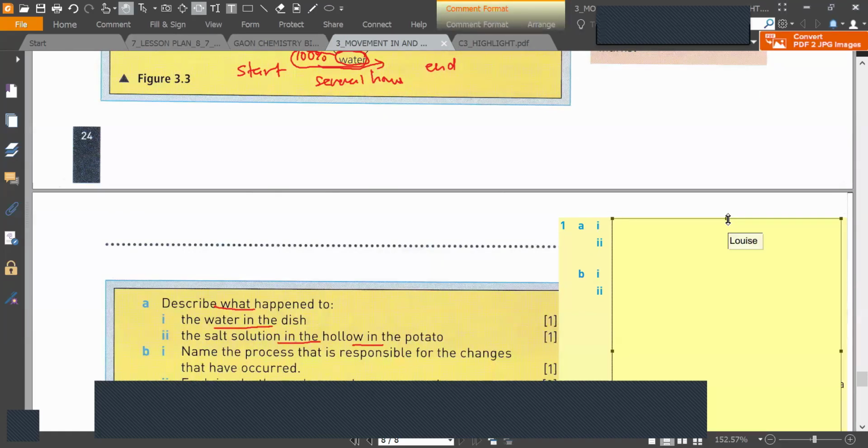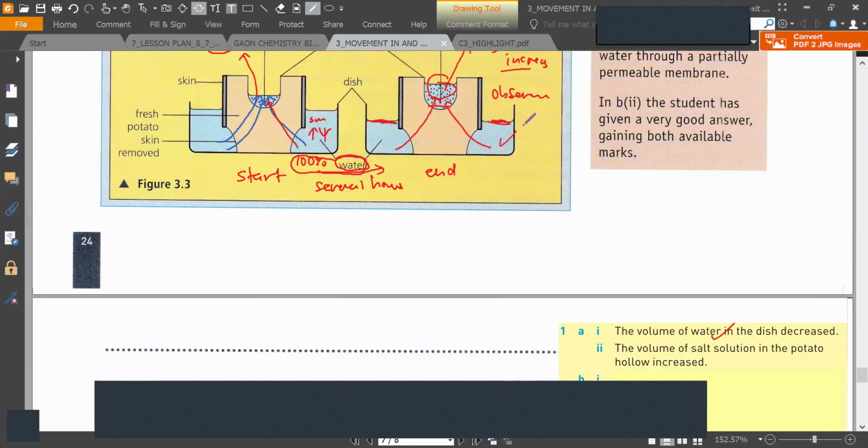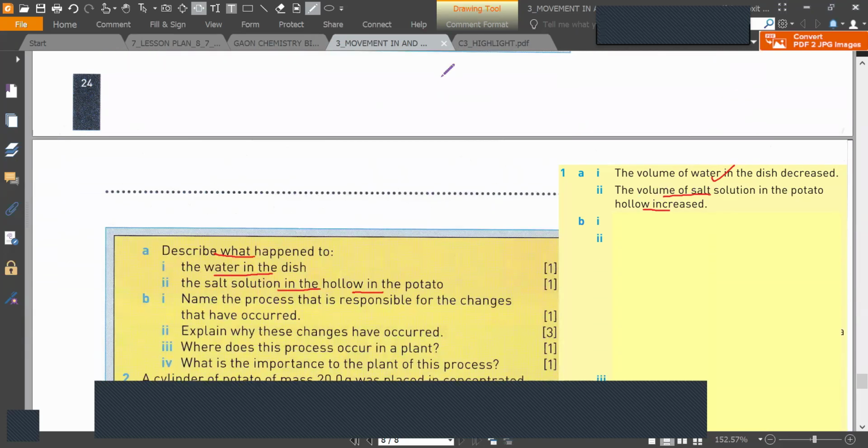So we are supposed to understand what happened in this experiment and describe it. The volume in the dish decreases. The volume of the salt solution in the hollow increases. Next, name the process that is responsible for the changes. We know that this process is the movement of water, which is osmosis. Next, explain why these changes have occurred.